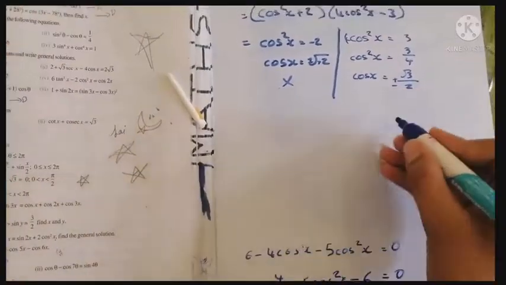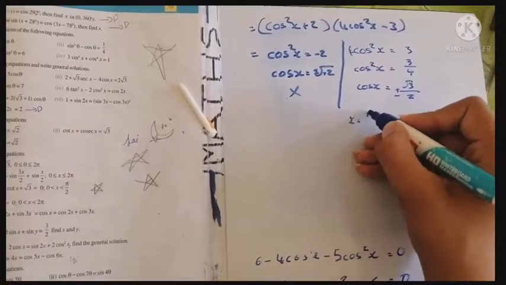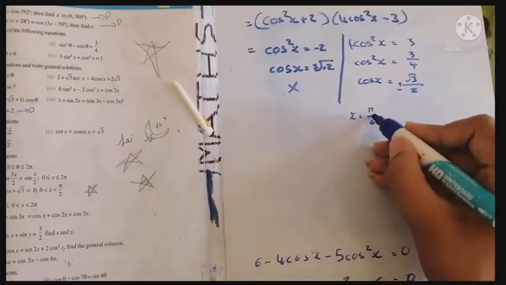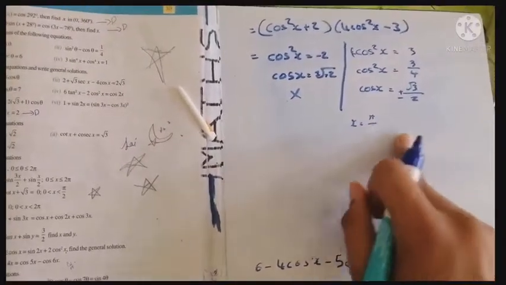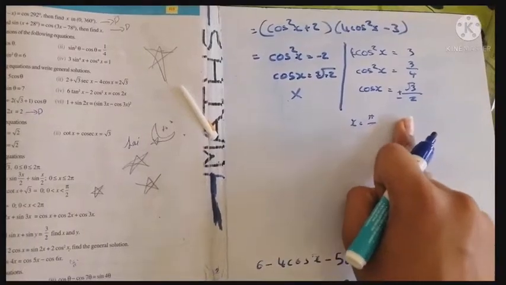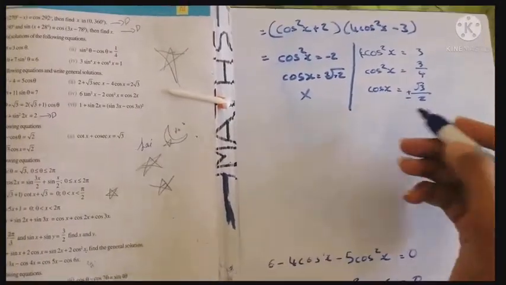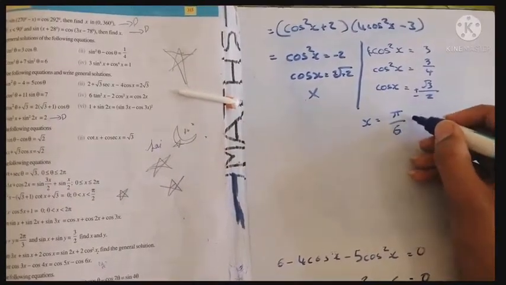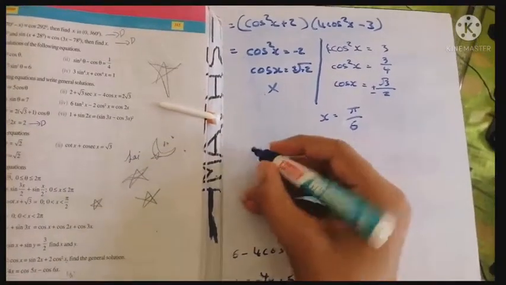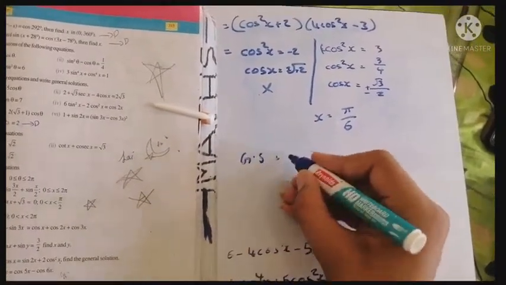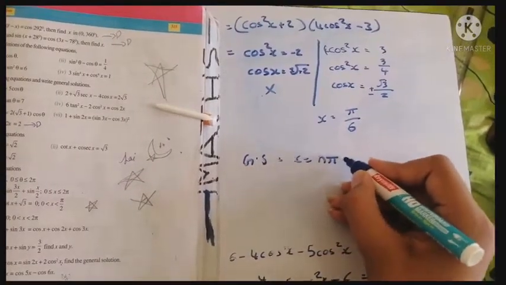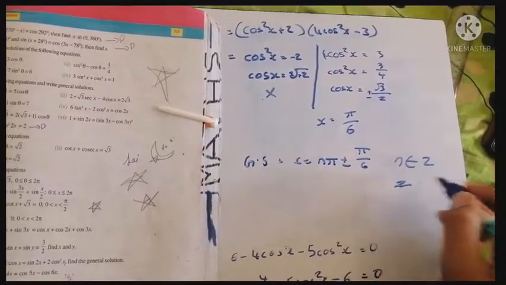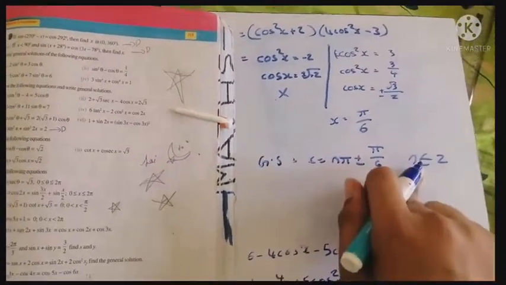So now we know for x equal to pi by 6, that is cos 30 degrees, which is root 3 by 2. So x is equal to pi by 6. Now we know the general solution formula. What is the general solution? x is equal to n pi plus or minus pi by 6, where n belongs to Z. So now we got the answer.